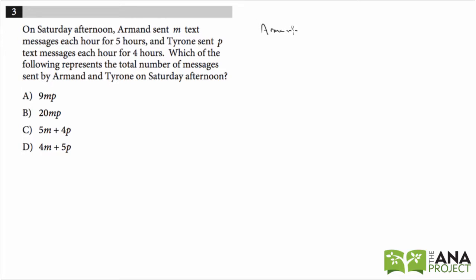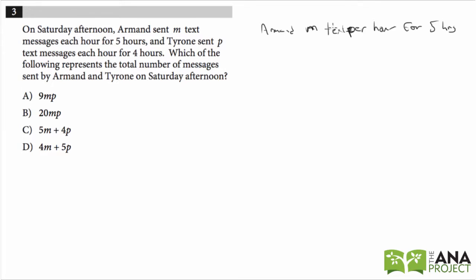So Armin sent M texts each hour for 5 hours. Per hour, for 5 hours. So I'm going to anticipate here.